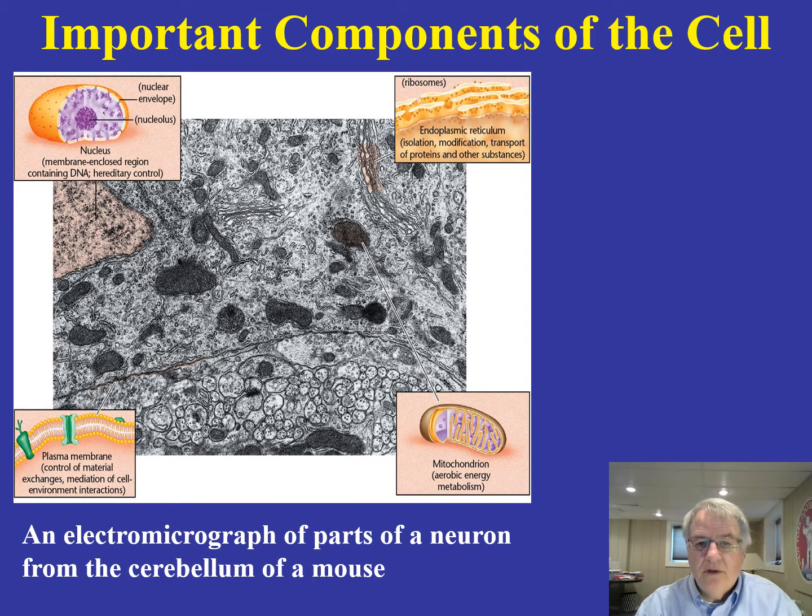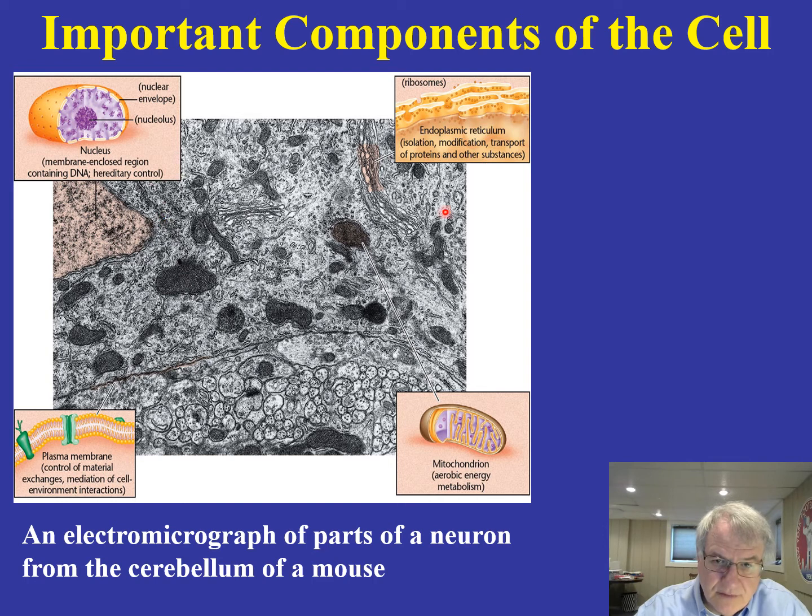The important components of the cell, again, probably some of this is by way of review from other classes that you may have had, but I think it's important to have these basics so that we're talking with the same language. This is an actual electron micrograph of a neuron from the cerebellum of a mouse. And these are artist renditions that you see here of different parts of the cell. And if you take a look, this is again an electron micrograph that you see here.